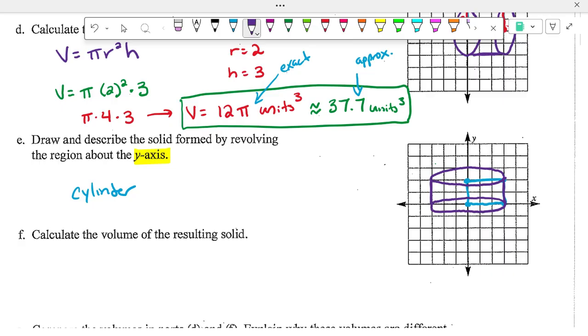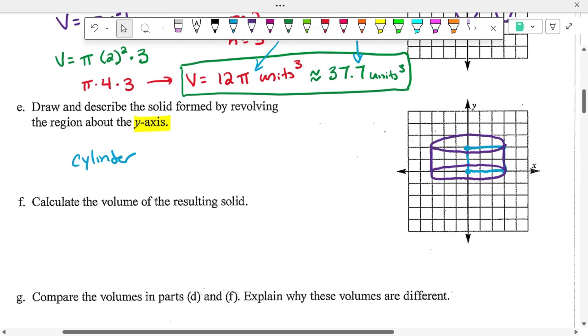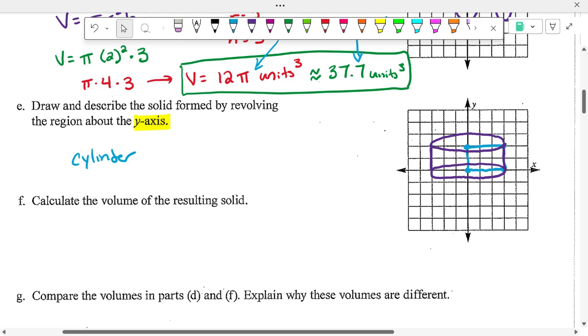All right. So just draw it the best you can, guys. So it's not going to be perfect. So if we calculate the volume, all right, still using the same formula. So volume is equal to pi r squared h.